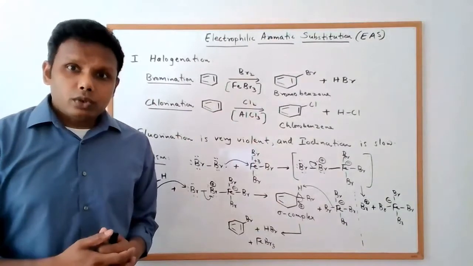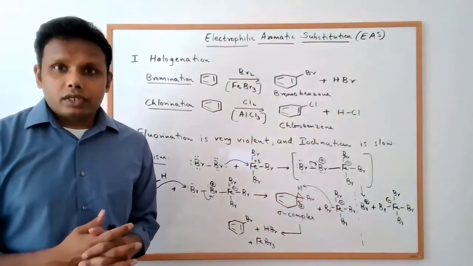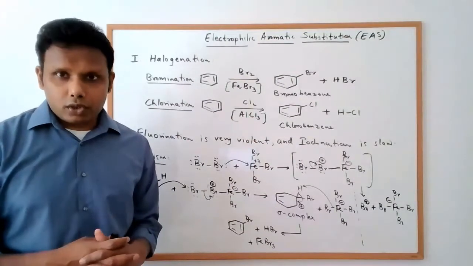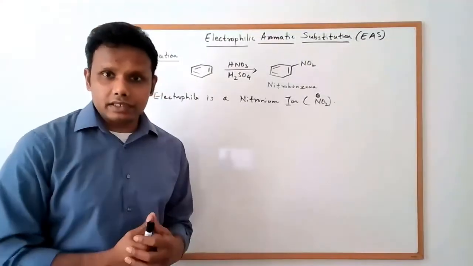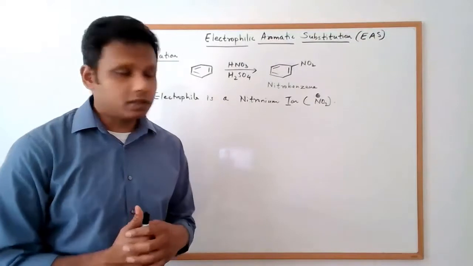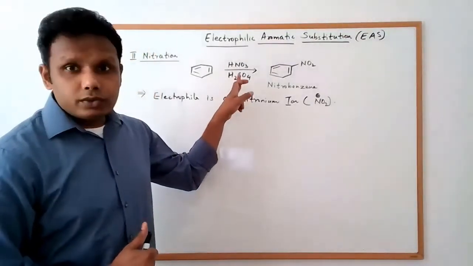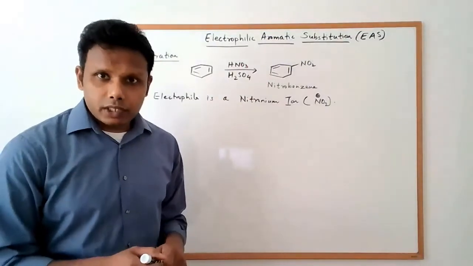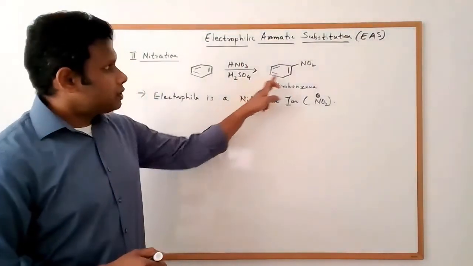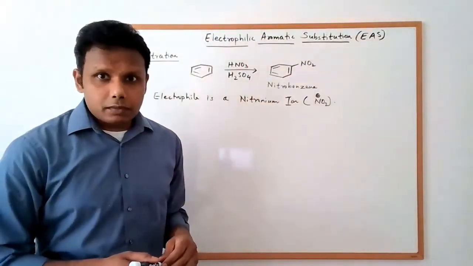Next, we're going to look at the mechanism of the nitration of an aromatic compound. The nitration of an aromatic compound, and specifically benzene is the example that we're looking at here, is done using a mixture of nitric acid and sulfuric acid. And this would give us the nitrobenzene.